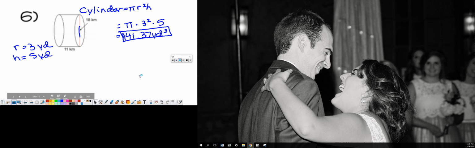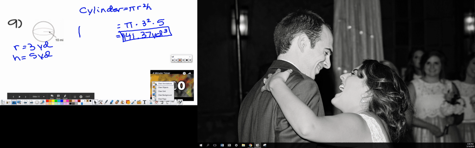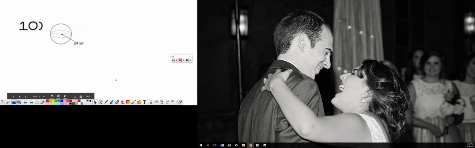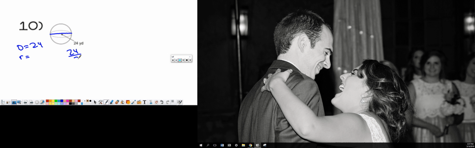All right, last one, we're going to do a sphere. I'm going to do a sphere that has the diameter instead. So notice that this red line is the diameter. Okay, so the diameter is 24, but that means that my radius is going to be 24 divided by 2. So my radius is actually going to be 12.